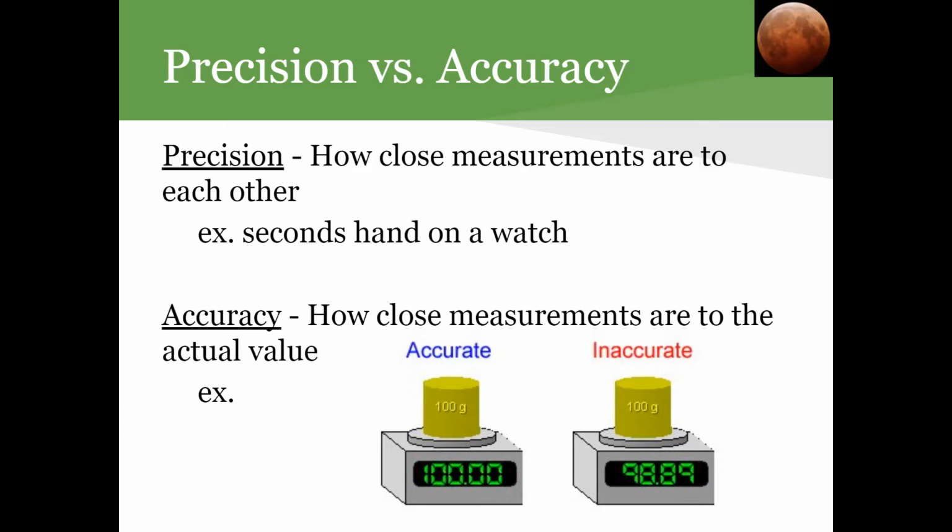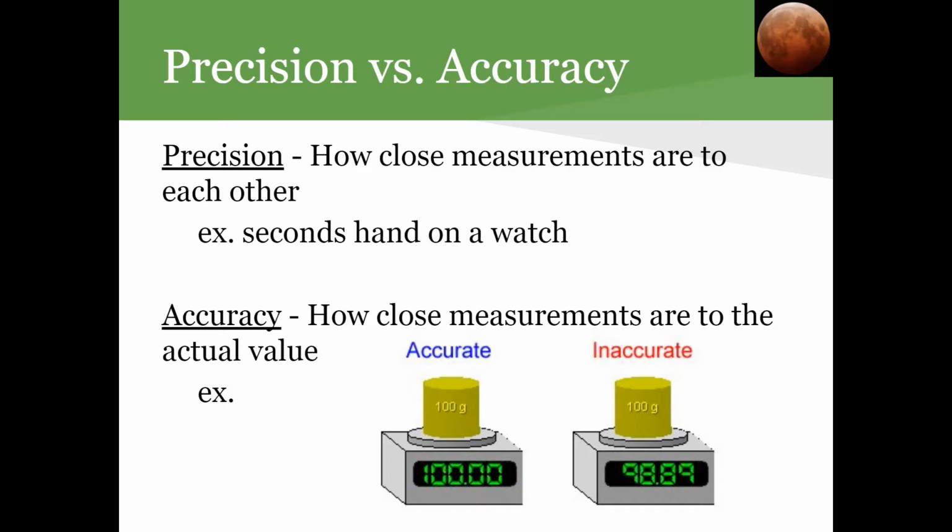My scale on the second one, though, says a different number. It's 98.89. Well, I know that that object is 100 grams. So my scale is not very accurate because it's not giving me the actual number that it's supposed to be. It's very precise. If we see that, it goes to the hundredth spot after the decimal, but it doesn't matter that it's super precise or it gives me very tiny measurements because it's wrong. So it doesn't matter. I need to have both. I need to have precision and accuracy together in order for them to give me a good measurement.